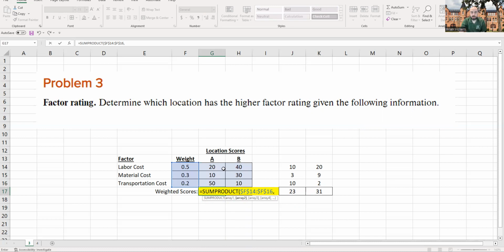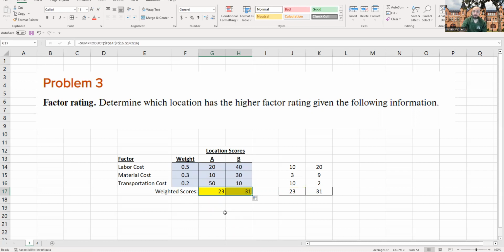That's my first array. My second array are the scores from location A. Hit enter and I get 23. Now copy that over one spot and I get 31. That's all there is to the factor rating part of your problem set this week.